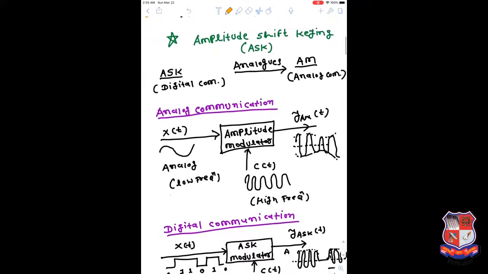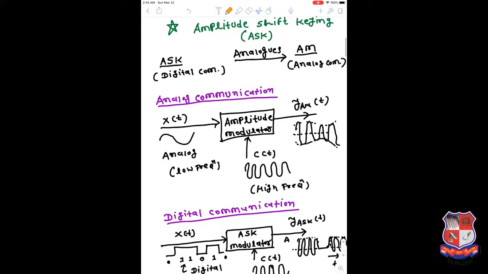Now we go into detail on amplitude shift key. It is simply known as ASK. A stands for amplitude, S stands for shift, and K stands for key. This ASK digital modulation scheme is very similar to the amplitude modulation schemes that we learned last semester in analog communication. So here we see the difference between amplitude modulation and the ASK scheme.